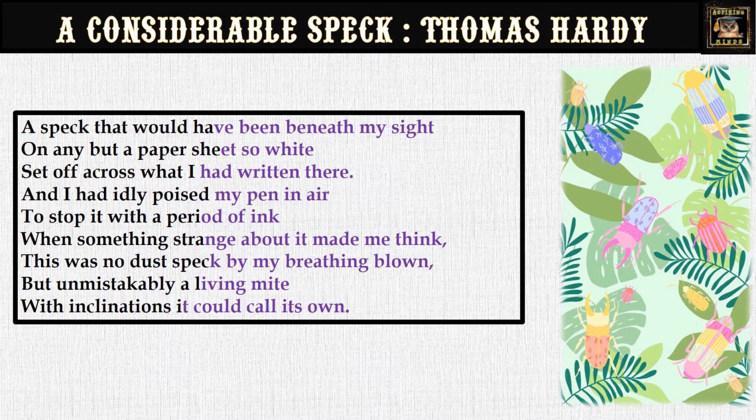Let us now decode the line-by-line meaning of this poem. "A speck that would have been beneath my sight," that is, the speaker describes the mite as a tiny speck, a tiny spot that would be typically unnoticed by anyone, "on any but a paper sheet so white." So the white paper provides a contrasting background that makes the mite visible.